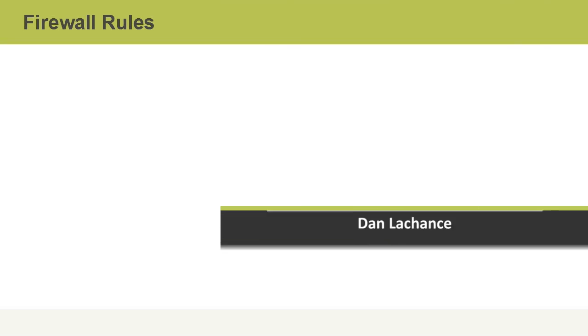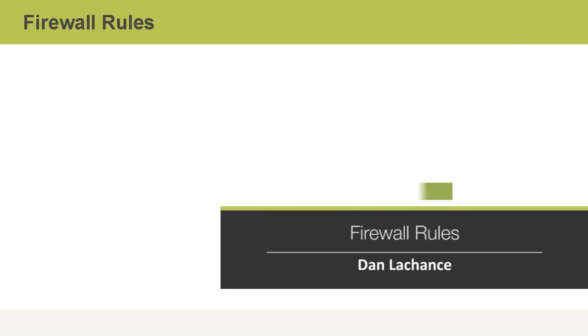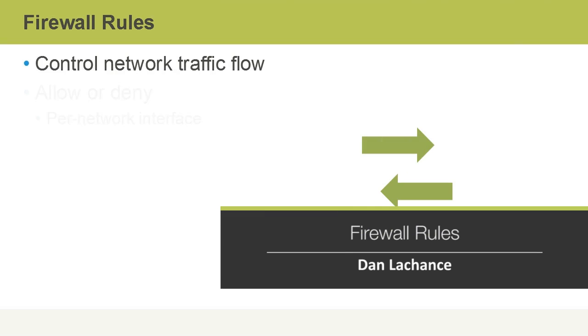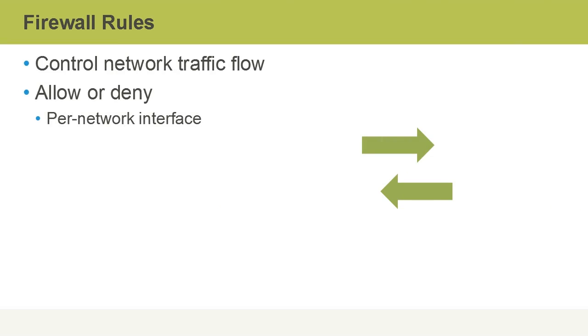In this video, I'll talk about firewall rules. Firewall rules control network traffic flow. Traffic is either allowed or denied on a per network interface level. A firewall appliance, whether it's a server, physical or virtual, with multiple network interfaces, or a router, is going to have more than one interface. So we then can control the rules and tie them to a specific interface.